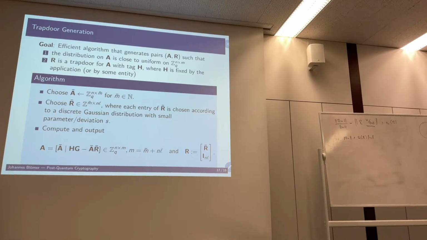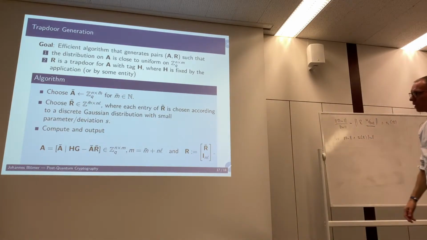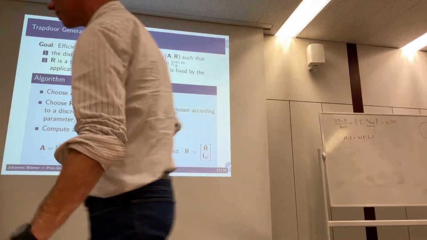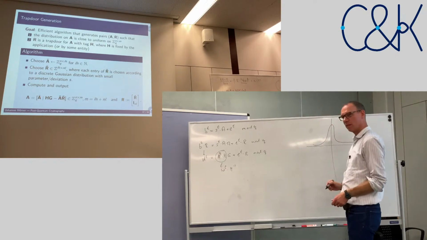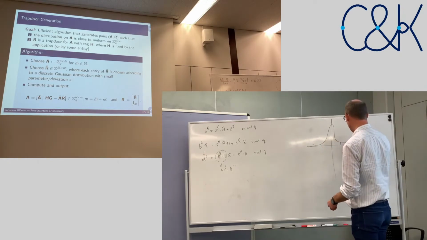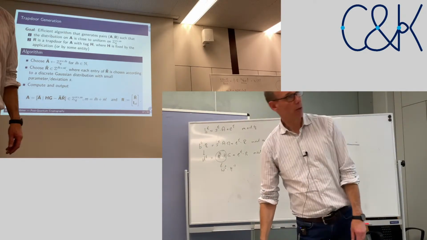Okay, then we choose an R bar with dimensions m bar times nL, where each entry of R bar is chosen according to a discrete Gaussian distribution with small parameter, so it's concentrated around 0. There are several ways to generate these things. This is the one I prefer, say it's the more powerful one. I talk about Gauss next time, but S determines when this becomes extremely flat. Or I should actually draw this. So that with high probability, all these things are very short.